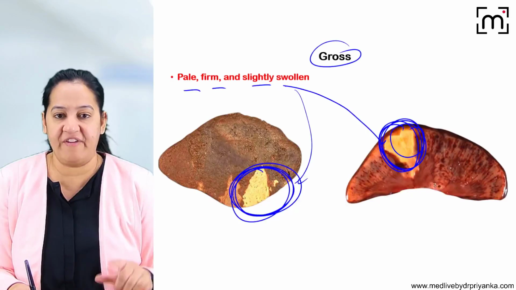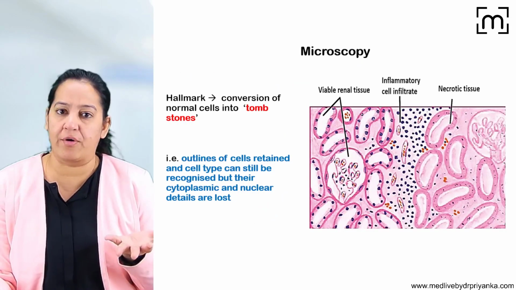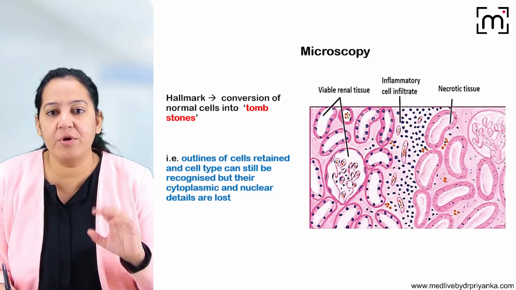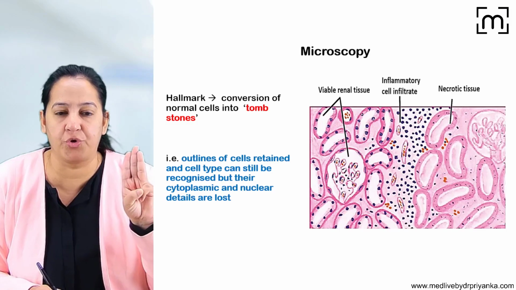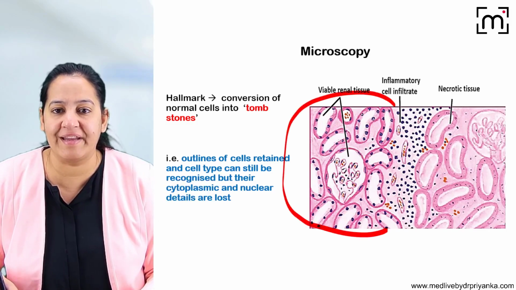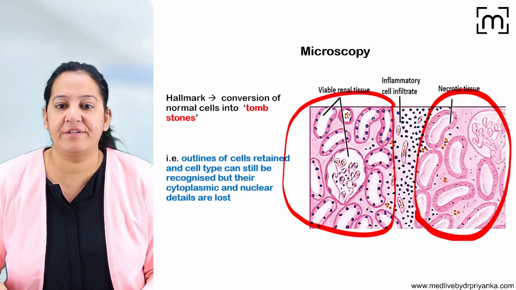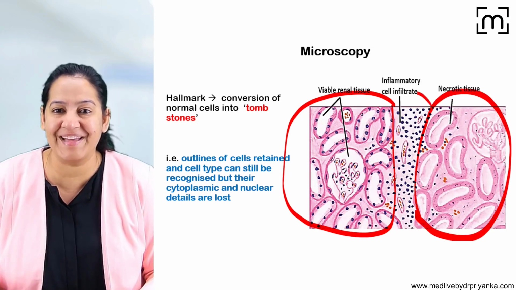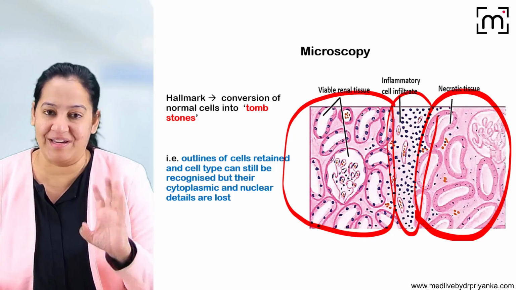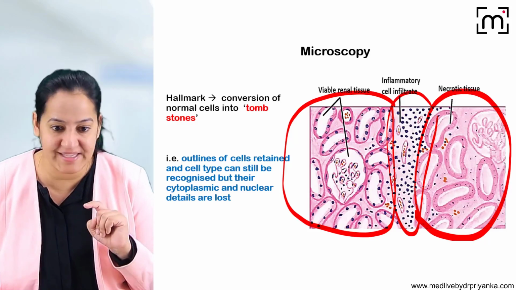Coming to the microscopy. Now, if I cut it and make a slide, this is the diagram. We can draw any organ, but here a kidney is shown. In this diagram you can appreciate three areas. This side is the normal kidney, this side is the kidney having coagulative necrosis, and at the junction of the two we can see the inflammation. Necrosis is always associated with inflammation. Never forget to draw inflammation. We can see the lymphocytes, the inflammatory infiltrate.